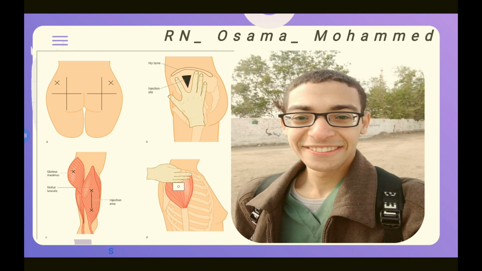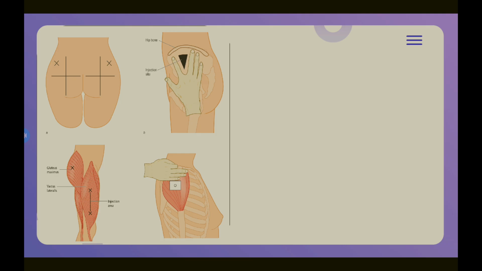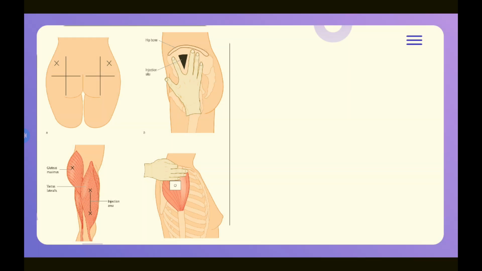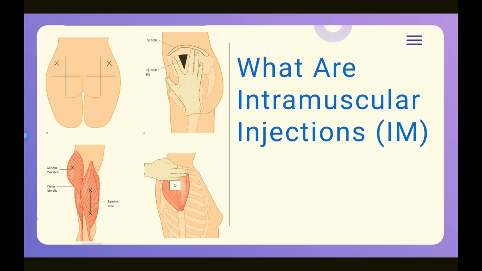We'll speak about the intramuscular injection in this lecture. I'll speak about how we administer the medication in the ventrogluteal site, the deltoid site, and the vastus lateralis site. So first, what is the intramuscular injection and what does this mean?